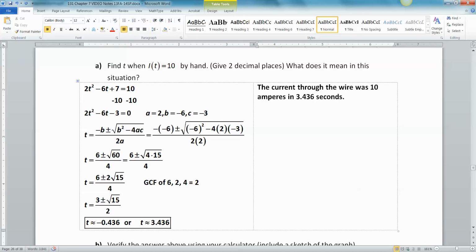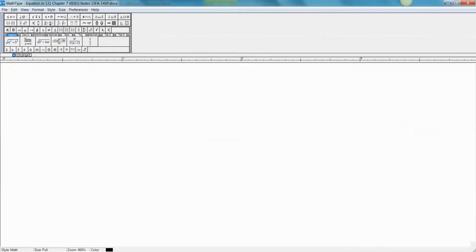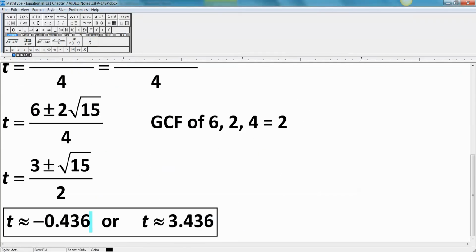Because the other one doesn't actually make any sense. It'd be negative 0.436 seconds. So we're going to have to cross that one off. It doesn't really work in this case. So the only answer we actually have is the second one, because the first one makes no sense at all. You can't go back in time before you put current through the system, right? That wouldn't work at all.